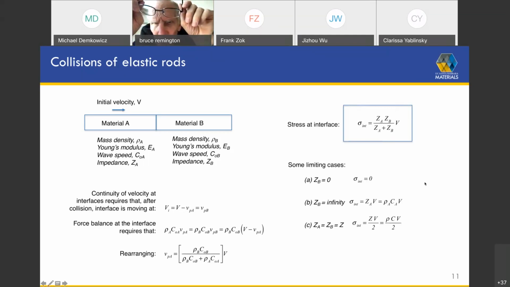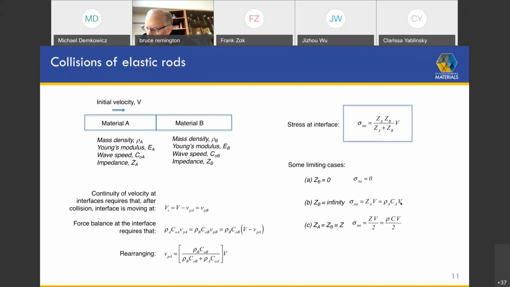Limiting cases. If material B is 0, then there is no interface stress. That's a trivial case. If material B is rigid, it has an infinite impedance, then the interface stress is, you can see that this will cancel out, so you just get ZA times V. And that just becomes rho CV, where V in this case, notably different from the preceding slide, is the initial impact velocity. In this case, it turns out to be equal to the particle velocity.